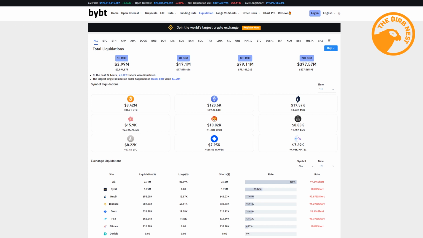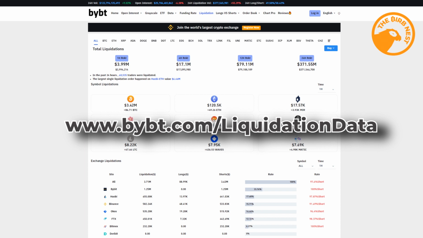At those levels where liquidations happen, there is a lot of liquidity that we can use. So in this video, I'm going to show you a trick how you can use that information to enter or exit positions. Let's start with BIPT.